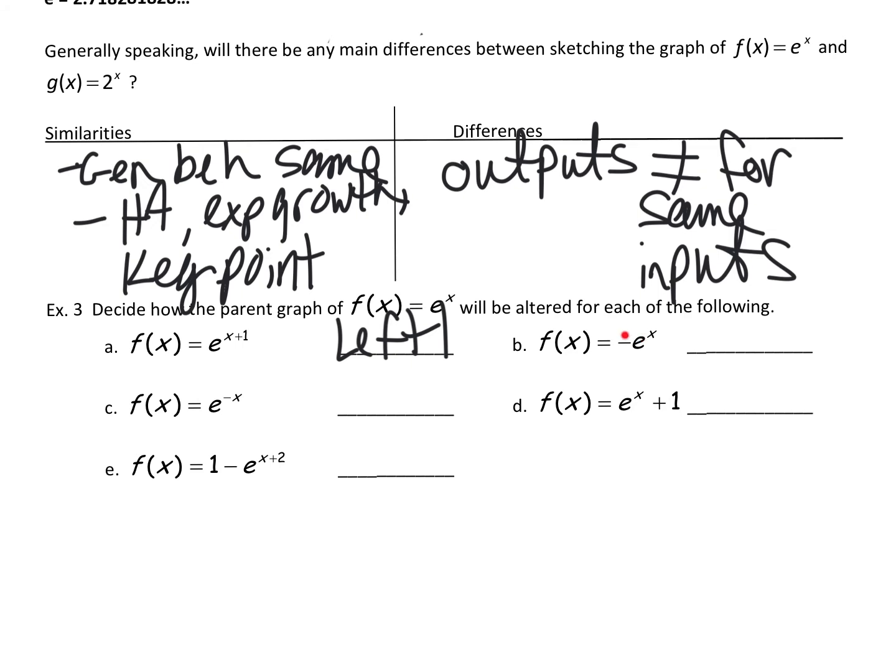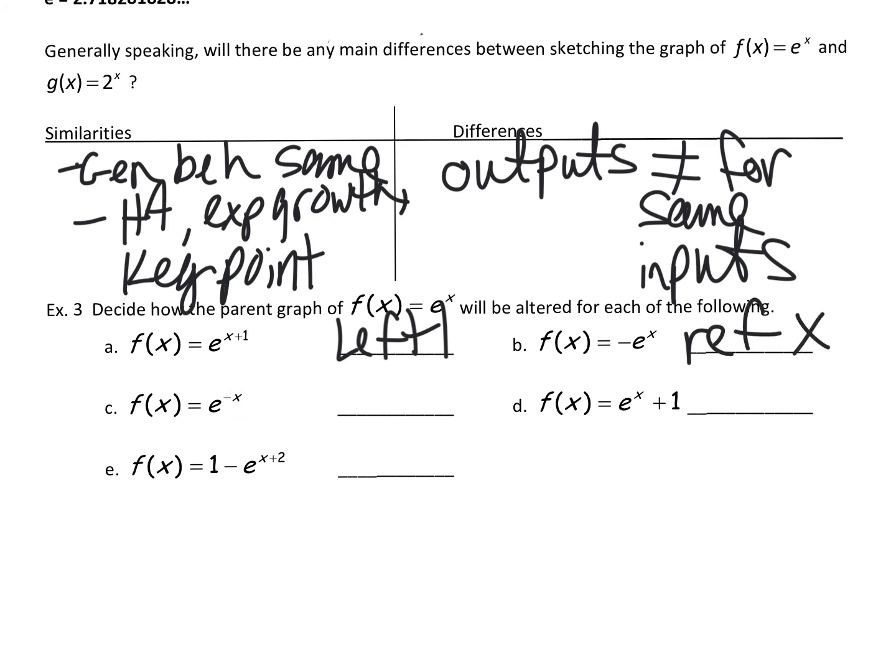If I come over to here, that gives us the opposite output, because it's on the outside of the function. So think, if I have this, instead of being up positive, it's going to be down negative. So if you look from here to here, that's a reflection over the x-axis, which we talked about in Unit 1, so reflection over x.